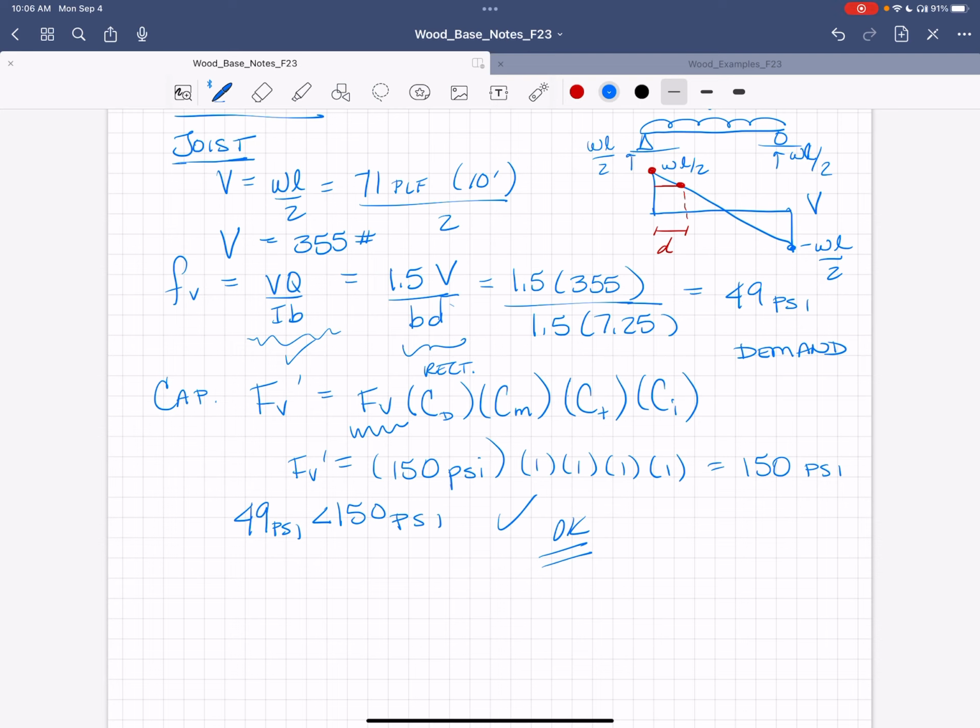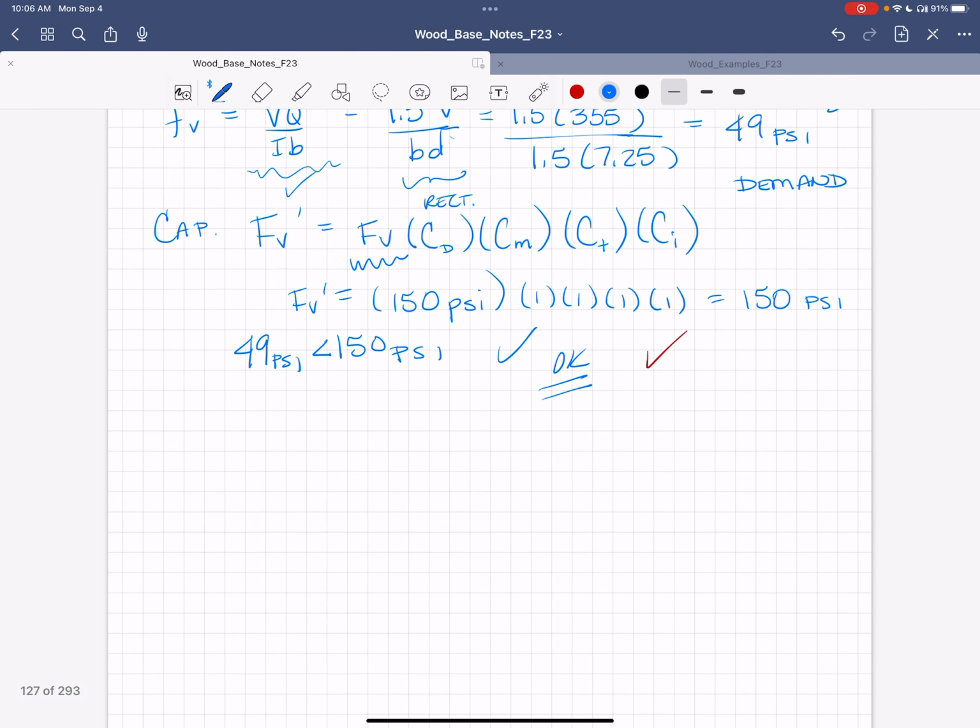Okay, so that guy, the joist, is okay for shear. And the joist doesn't have a notch, so we don't have to deal with that. So the joist is all good on this front. So let's look at the beam. The beam, you follow the same path that we just did here.